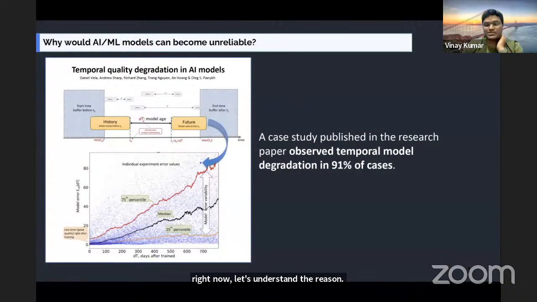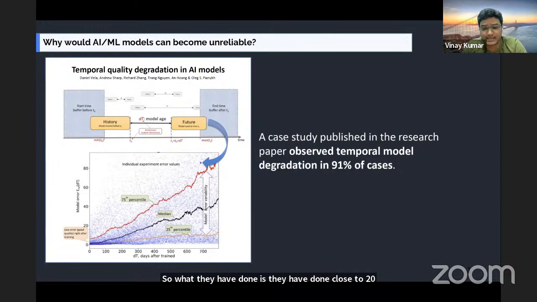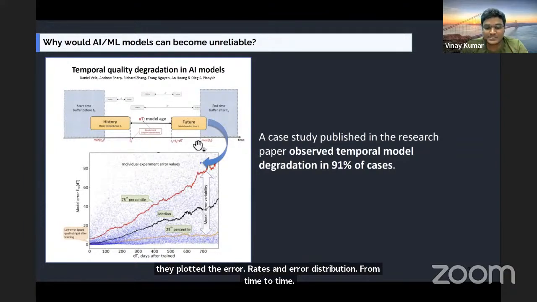In fact, there was a paper published around 6 months back, I guess, which talks about the temporal degradation of AI models. They did close to 20,000 plus experiments with multiple combinations of data and modeling types. When they observed using the models over longer time periods, they found that more than 91% of the models degraded over time. They plotted the error rates and error rate distribution from time to time, and saw that the error rate distribution is quite sparse, quite disperse actually.